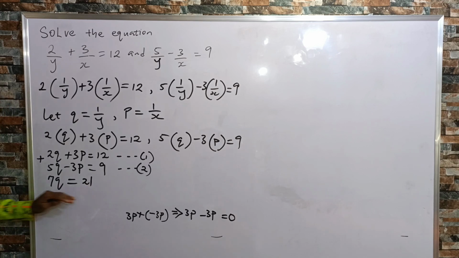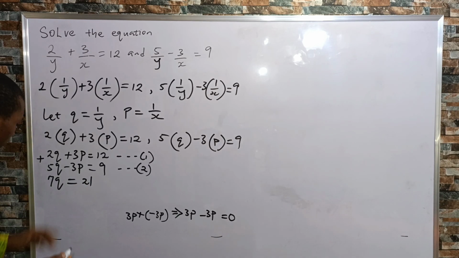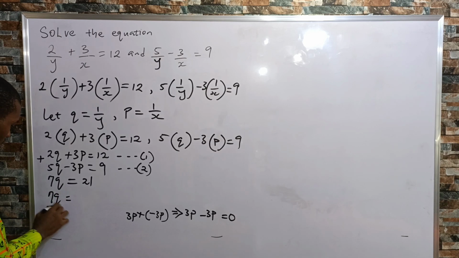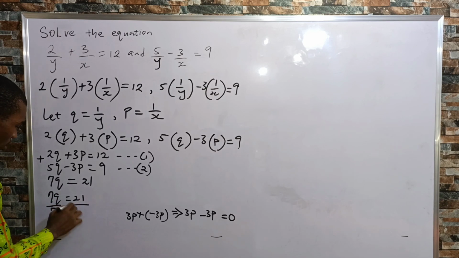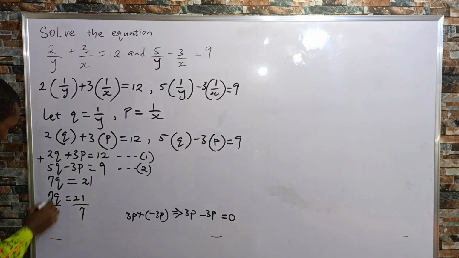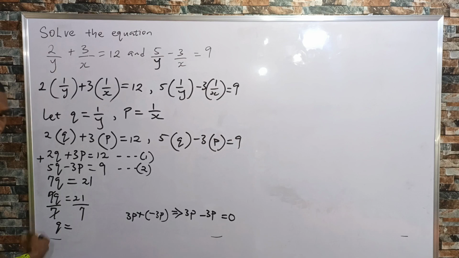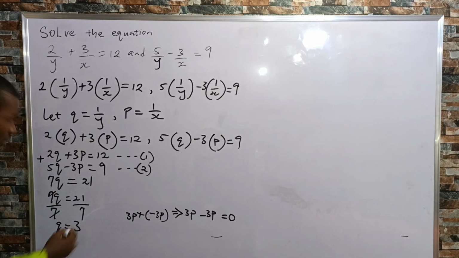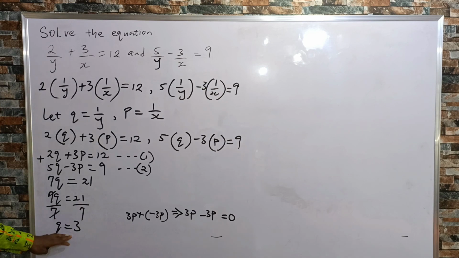Then when we divide both sides of the equation by the coefficient of q, which is 7, we have that 7q all over 7 is equal to 21 over 7, such that 7 will cancel out 7 and we are left with q, and our q obviously is equal to 21 divided by 7, which will give us 3. Then let's substitute for the value of q in this equation 2.